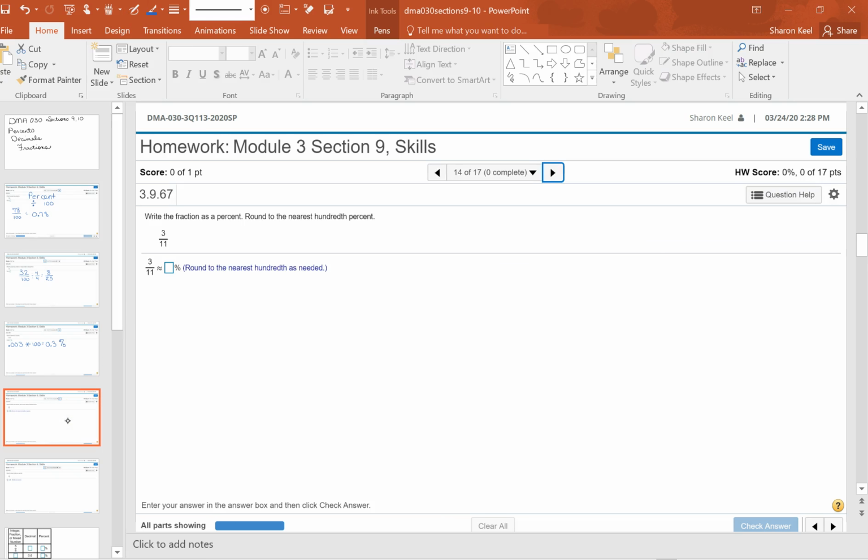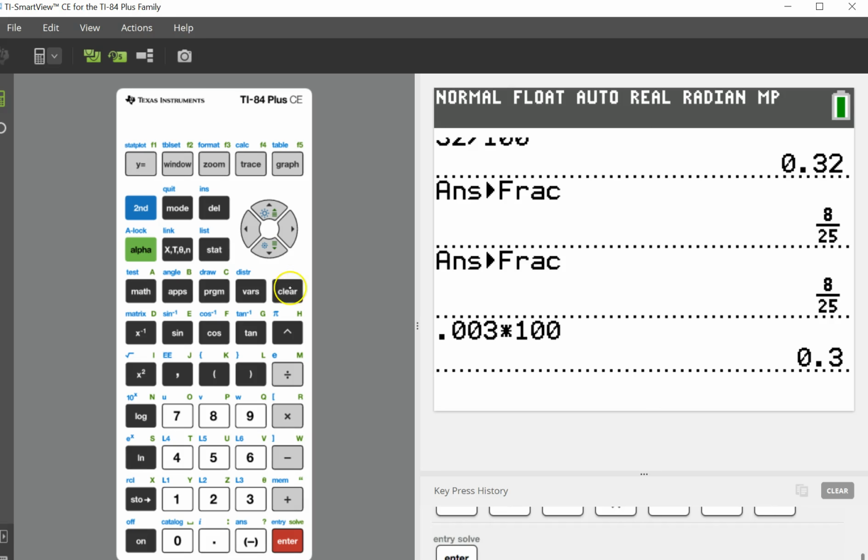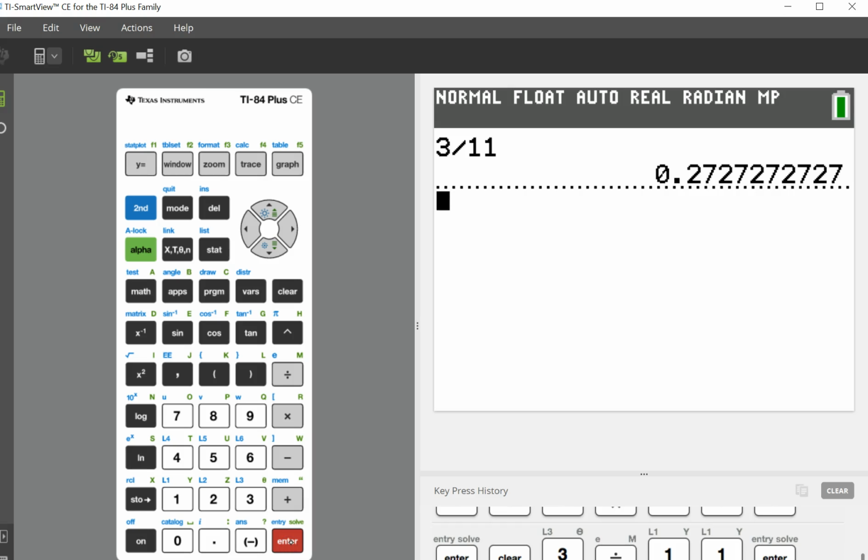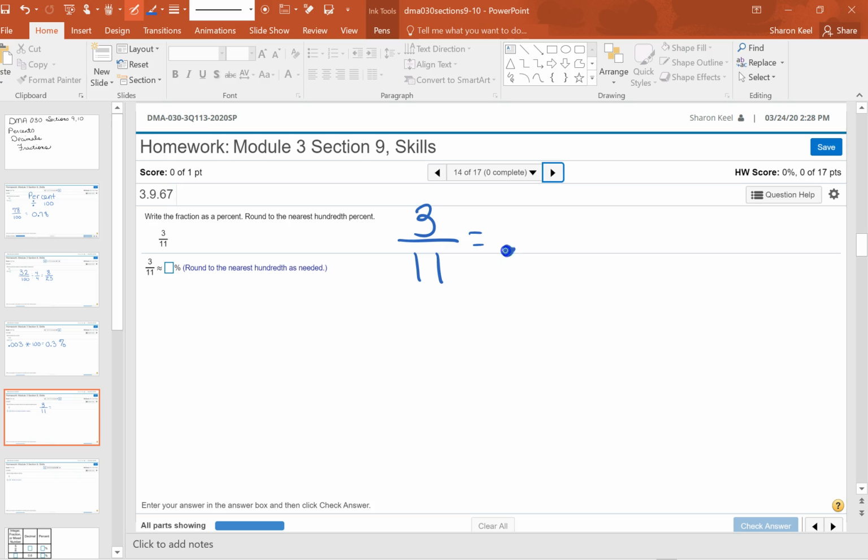Write the fraction as a percent, round to the nearest 100th percent. So when we are given first 3/11, we want to write the fraction as a percent. So we're first going to do the division. 3 divided by 11, and that gives us 0.272727 repeating. 0.2727, and that repeats. Leave that number as it is.